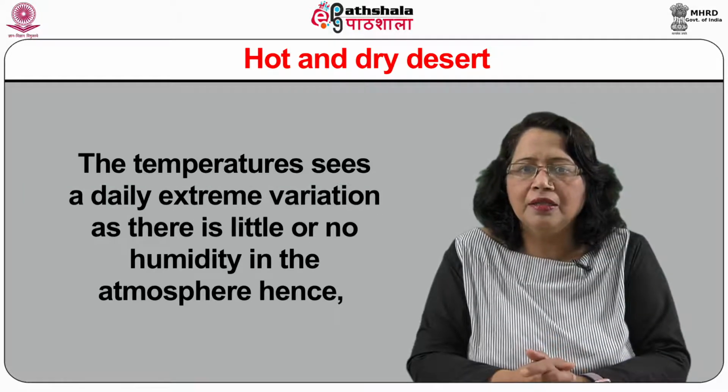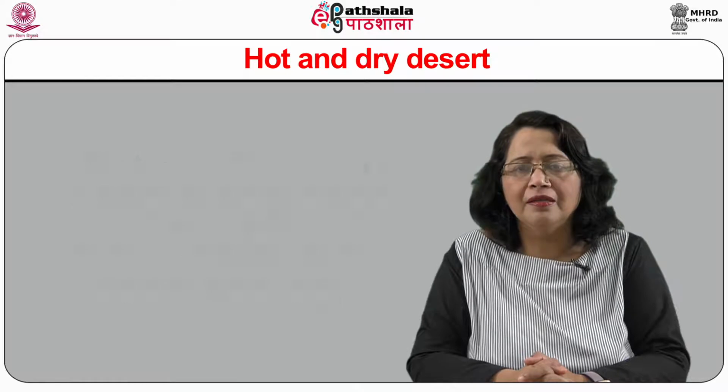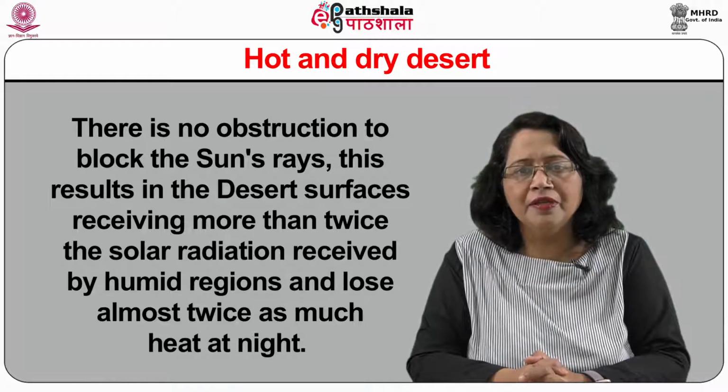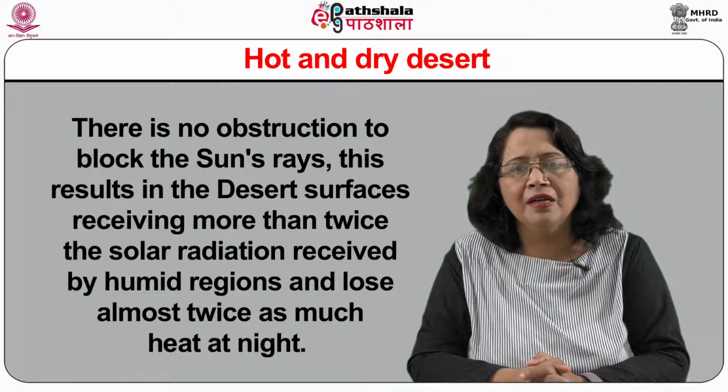The temperatures show daily extreme variation as there is little or no humidity in the atmosphere. Hence, there is no obstruction to block the sun's rays. This results in the desert surfaces receiving more than twice the solar radiation received by humid regions and losing almost twice as much heat at night. There is little rainfall and long stretches of no rainfall. The rate of evaporation is more than the rainfall, thus the vegetation which grows here is adapted to such dry conditions. It is mostly a variety of shrubs and short woody trees with rare, if any, green canopies.